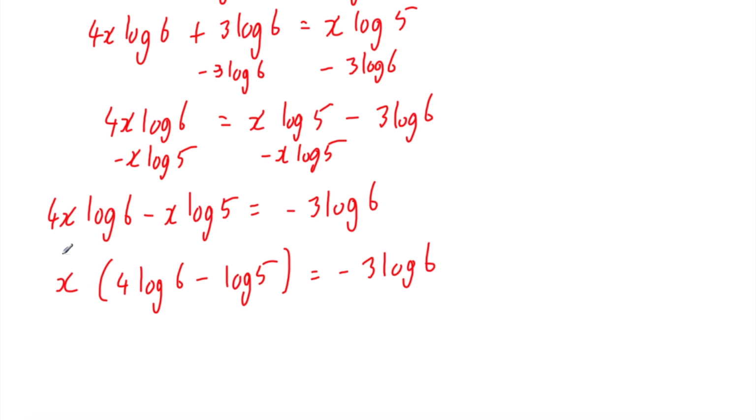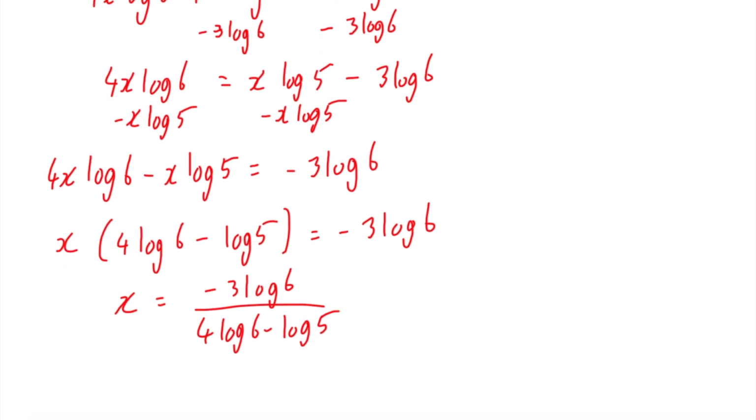Now we're almost there. We want to work out what x is, so we can now divide both sides by 4 log 6 subtract log 5. So we'd have on the left-hand side x, and on the right-hand side we'd have minus 3 log 6, and then we'd have this on the denominator because we're dividing by 4 log 6 minus log 5. And then we could just type this into our calculator and see what we get.